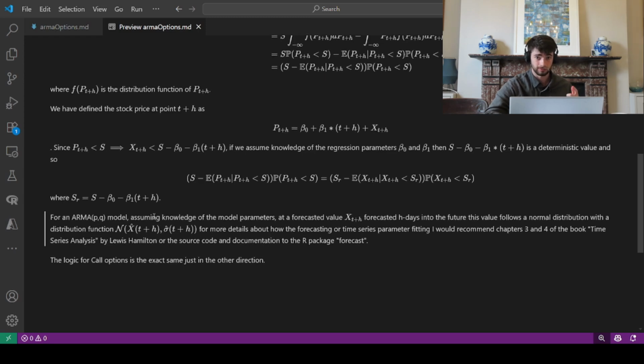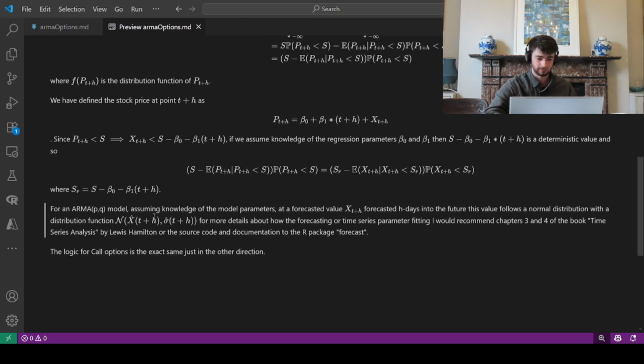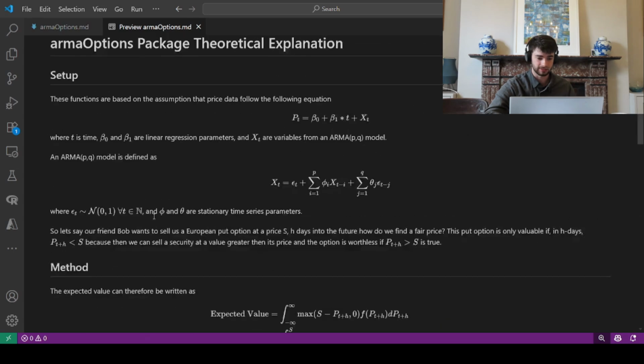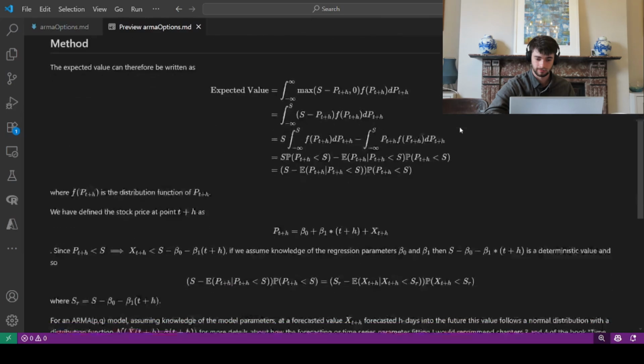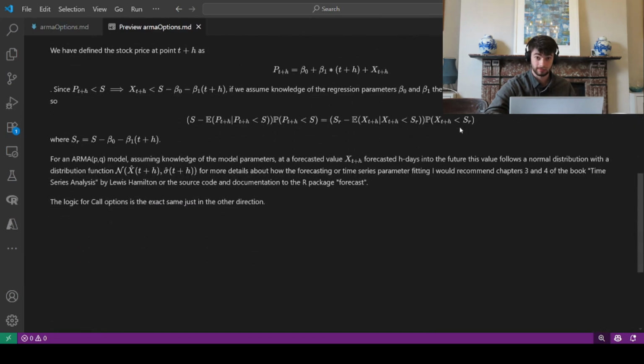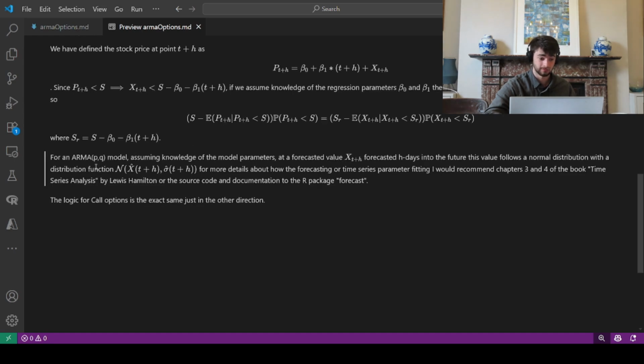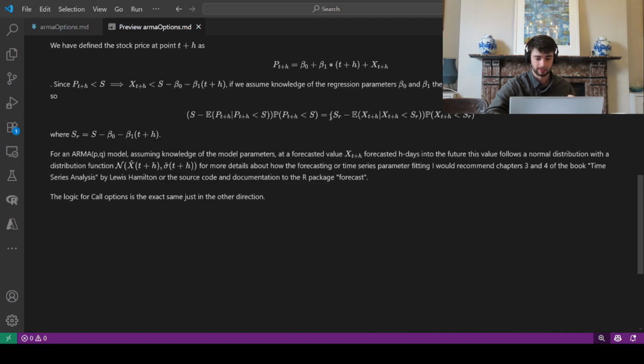And so two key steps are we estimate the residuals of our time series here. We fit them to an ARMA model. Then we forecast h days into the future. And we get this distribution function here. And then we use that and what we've calculated for s subscript r to basically solve this equation or find an accurate estimate of this equation.